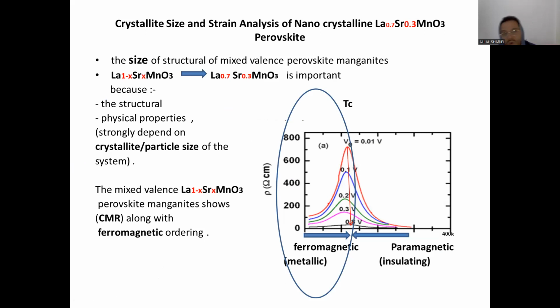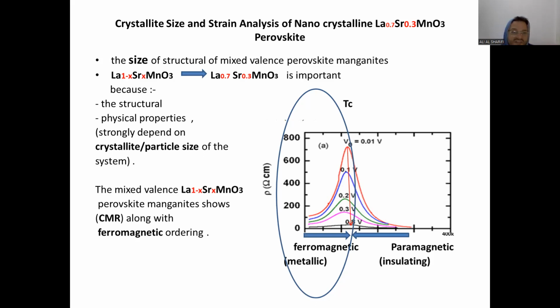Here it is important. Why? When we make some change in the size of structure of this perovskite manganite, what will happen? It is very important because when we change the structure of mixed valence perovskite manganite, the structure will change and so will the physical properties. Actually, the physical properties are the most important thing to us. That means when this size of perovskite manganite becomes more or less, the physical properties will change.